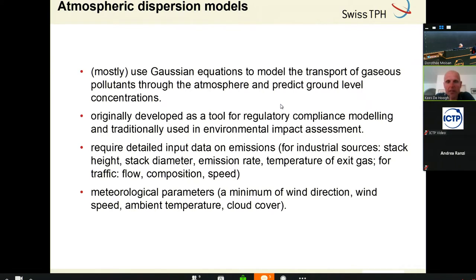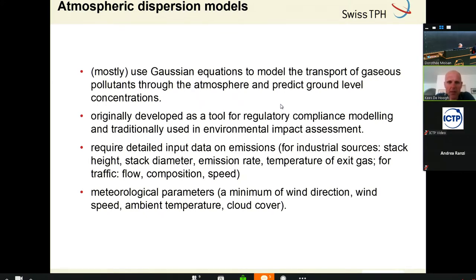And they were originally developed as a tool for regulatory compliance modeling. And they are traditionally used in environmental impact assessment. They require a lot of detailed input data. So you need to know emissions. For instance, for industrial sources, we need to know the characteristics of the stack. We need to know the height of the stack, the diameter of the stack, the emission rate, temperature of exit gas, etc.